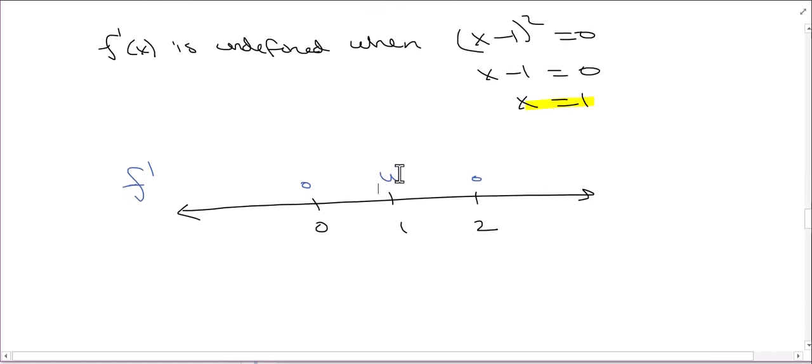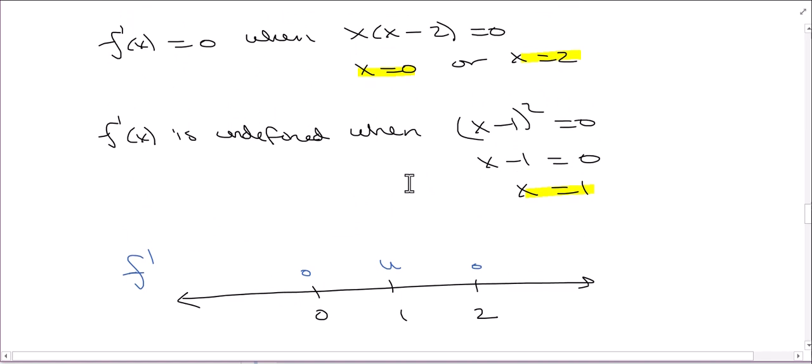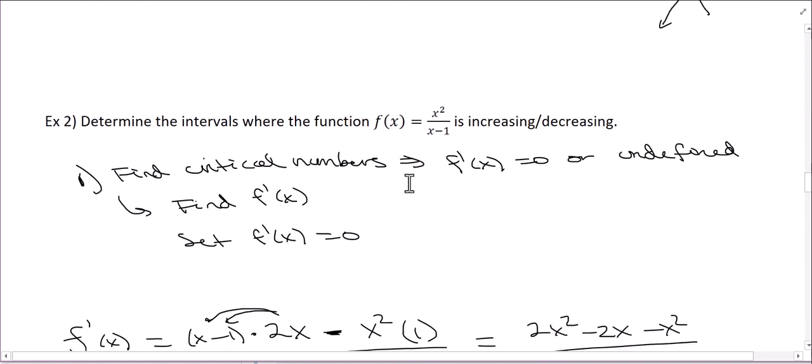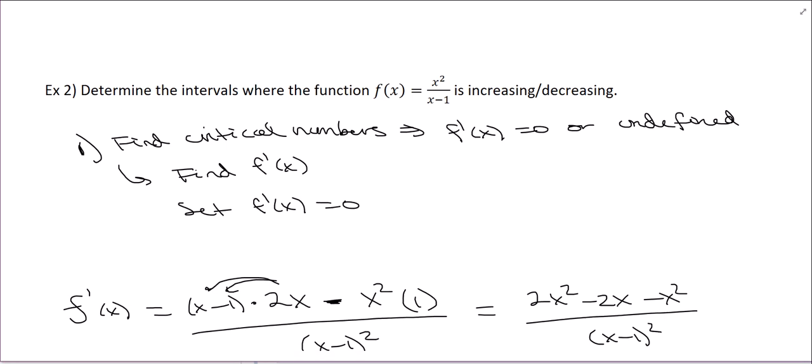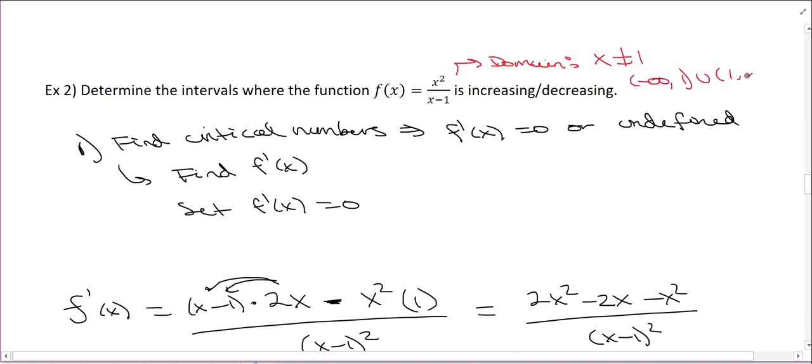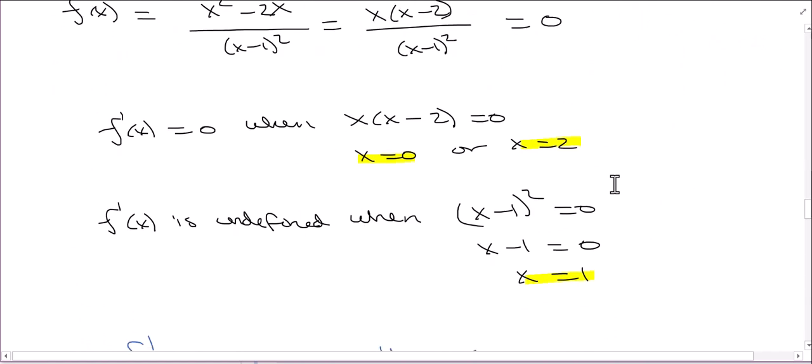So why is it undefined? Notice that I did say in the previous video to find the domain first, and I didn't do it here. Notice that here the domain is that x cannot be 1. So the domain is minus infinity to 1, union 1 to infinity. And this doesn't cancel with anything in the numerator, so that means that at x equals 1, you have a vertical asymptote. So the function itself is undefined at x equals 1 because you have a vertical asymptote. So that's why the derivative then is undefined.